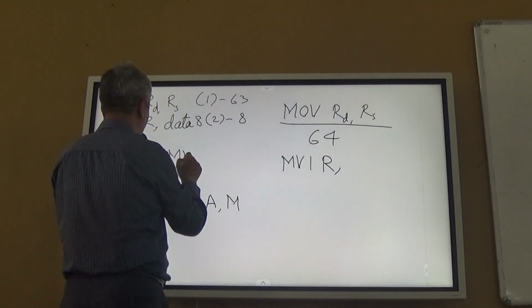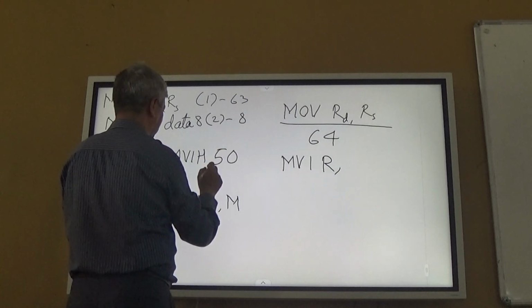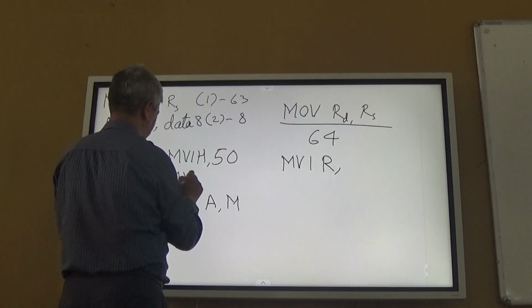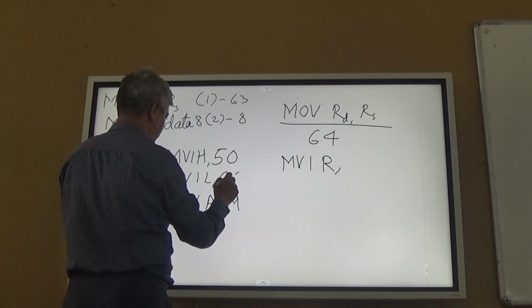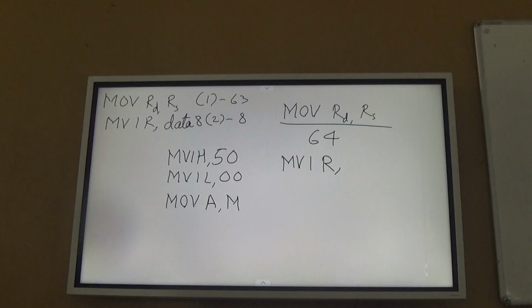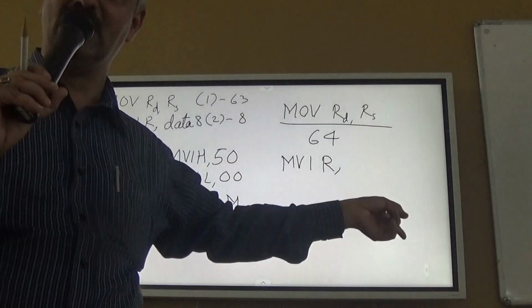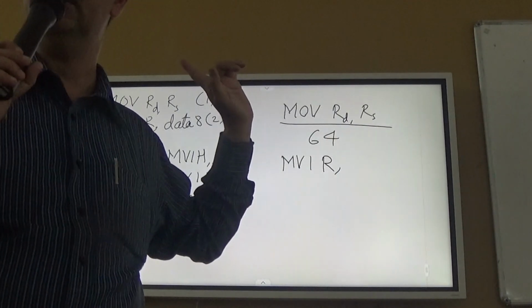So MVI H 50, MVI L 00. Is it okay? So MVI H 50, MVI L 00, and then MOV A comma M. Is it okay? So these three instructions will bring the contents of external memory location at 5000 into accumulator. Is it okay?